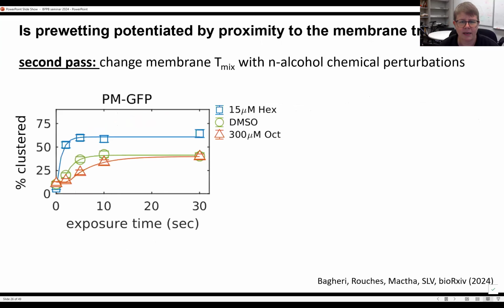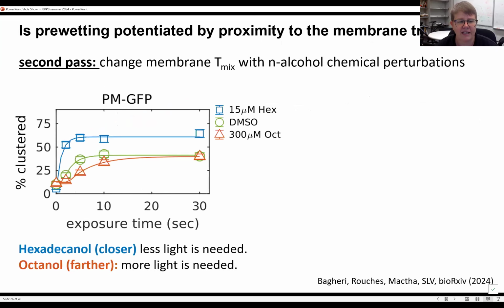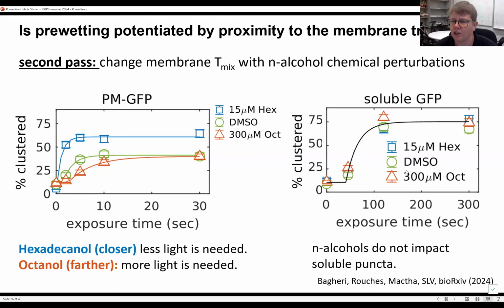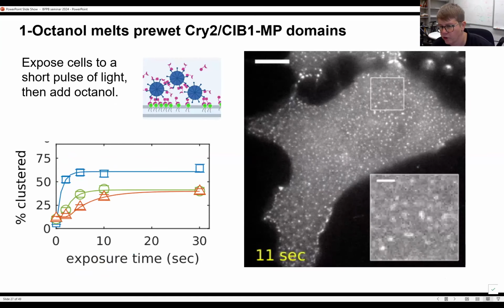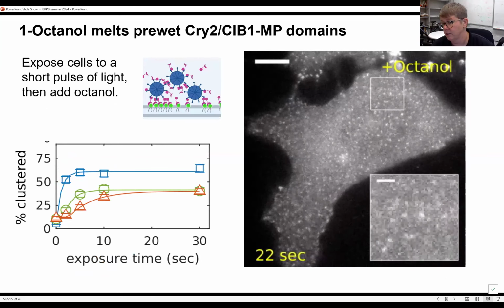Okay, so when we add hexadecanol to the membrane before we do light activation and fixation, we find that less light is needed. That brings it closer to the phase transition. And when we do octanol, we need more light to start seeing puncta, and this octanol brings it further from the phase transition. But when we do this soluble GFP control, we don't see any effect. These are hydrophobic molecules, so they're probably just stuck in the membrane. We're not expecting them even to touch these soluble condensates. So here's an example of a live cell that we pre-illuminated with light so you get puncta, and then treated with octanol, which lowers the membrane phase transition temperature, brings you further away from the membrane transition, and it's going to melt these domains.